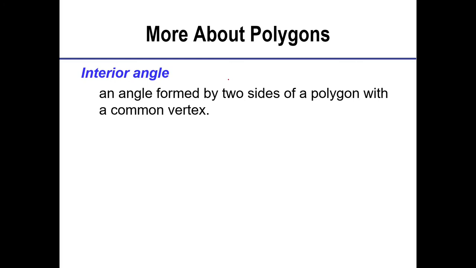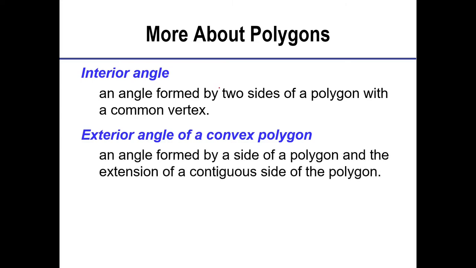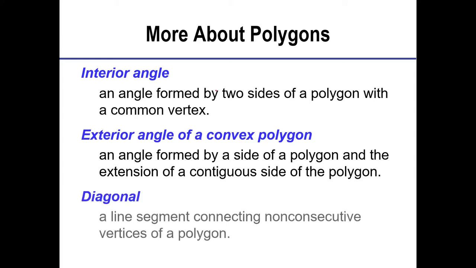An interior angle is an angle formed by two sides of a polygon with a common vertex. An exterior angle of a convex polygon is an angle formed by a side of a polygon and the extension of a continuous side of the polygon. A diagonal is a line segment connecting non-consecutive vertices of a polygon.